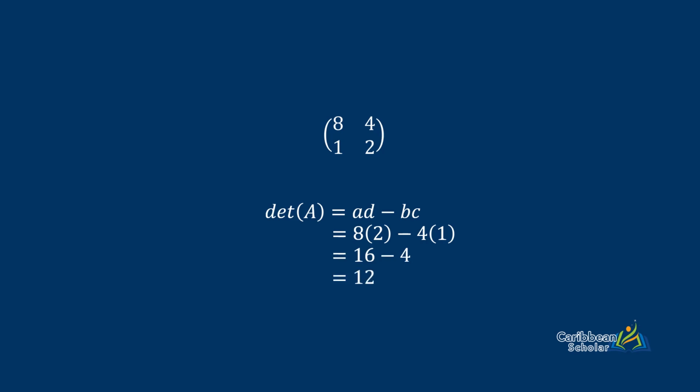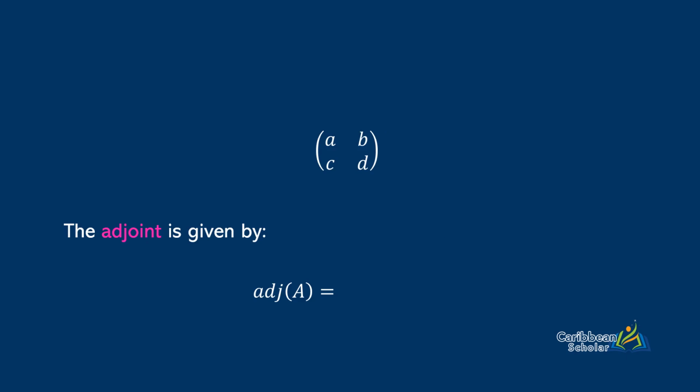So now we move on to the adjoint. And the adjoint is found by swapping A and D, as in dog, then by switching the signs of B, as in boy, and C. So the adjoint is given by D, minus B, minus C, A.